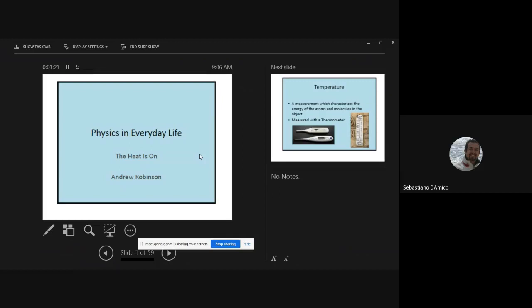And today we are going to talk about heat. So today and next time, we're going to do some few concepts with a few general examples, spanning different things in which we can apply physical concepts.